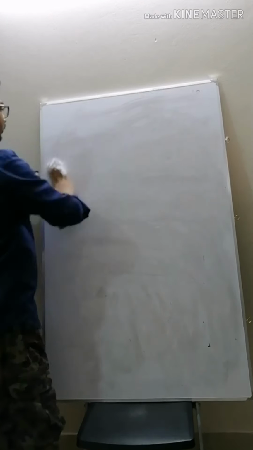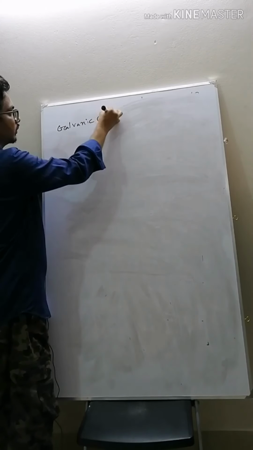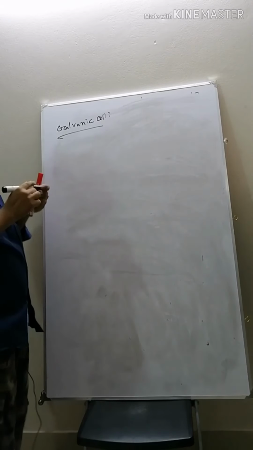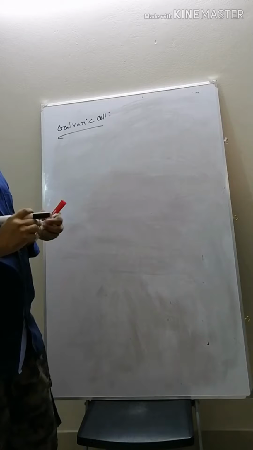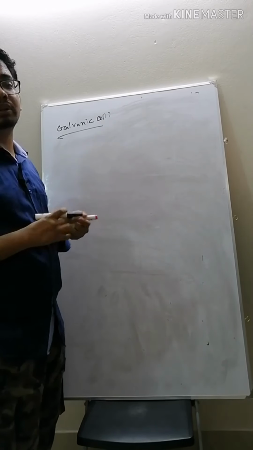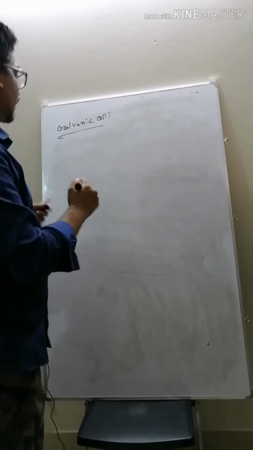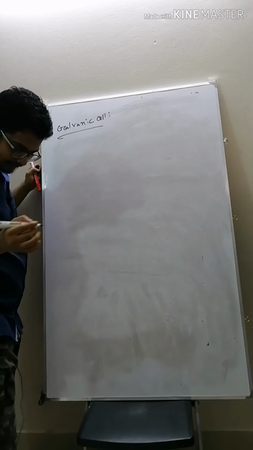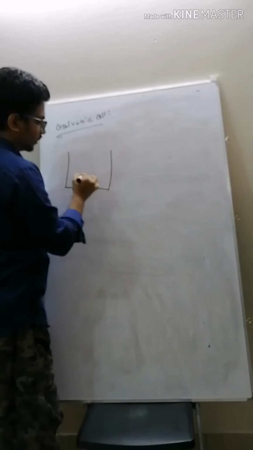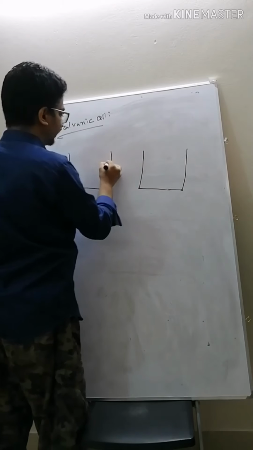In galvanic cell, two electrodes are used, where one is anode and another is cathode. In anode the oxidation occurs, and in cathode reduction occurs. We use zinc and copper as anode and cathode. First we draw the picture of galvanic cell.